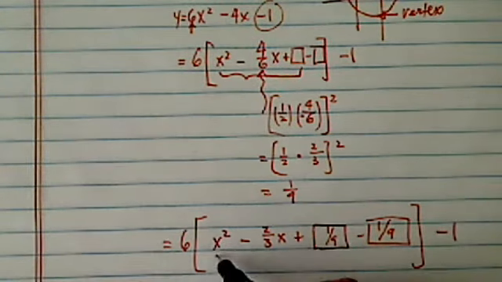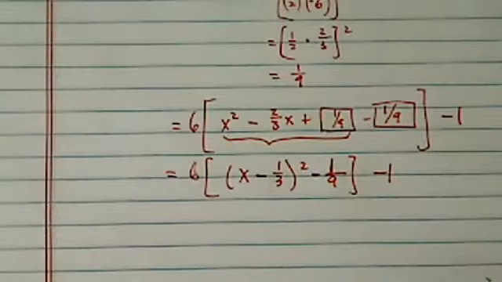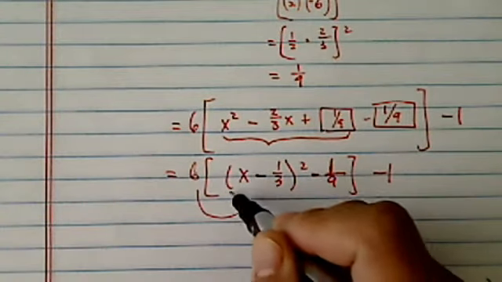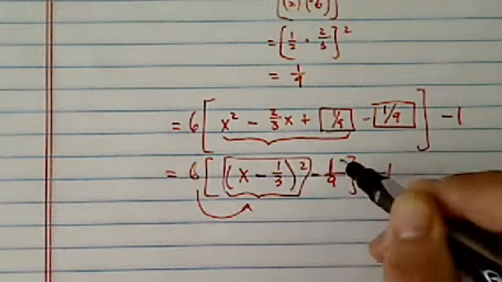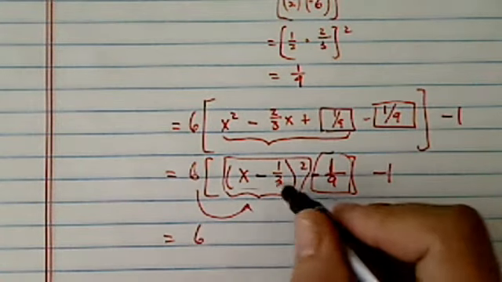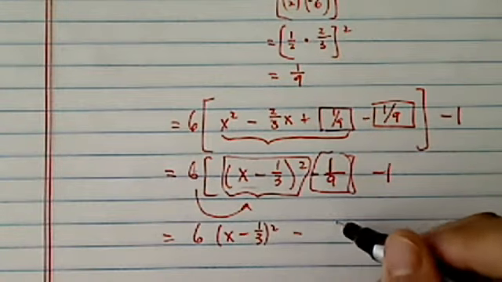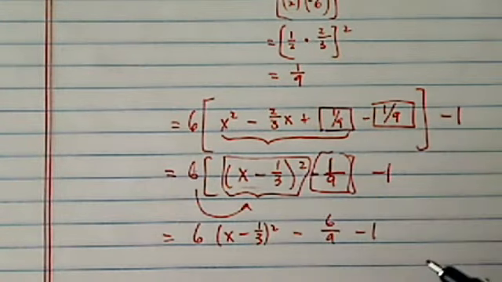Once we get over here, we're going to factor those first three terms. That's completing the square, which is x minus 1/3 squared, then minus 1 over 9, minus 1. So we're almost there. I'm going to distribute the 6 in for this term and for this term. So I have 6, and do not open this perfect square that we worked so hard to get. Next one is 6 over 9 minus 1.